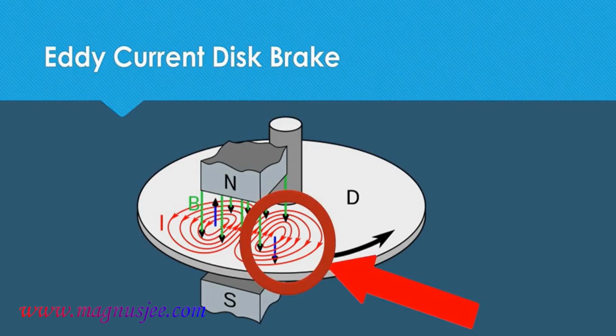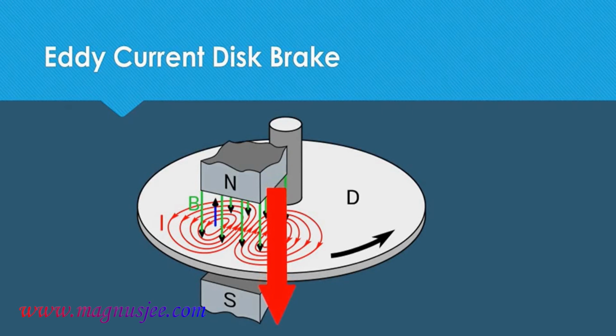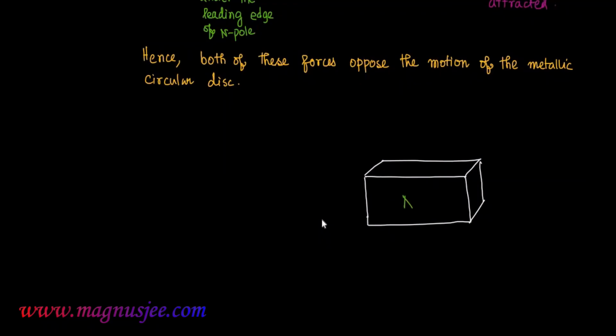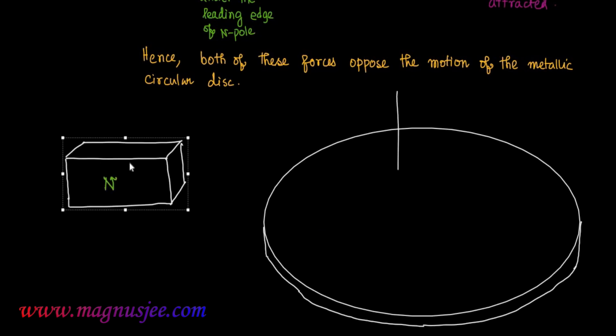Similarly, if we consider this portion where eddy current flows in clockwise direction in the circular disc, in this case a magnetic field B prime will be acting in vertically downward direction, which will be in the same direction as the decreasing magnetic field B due to the North Pole and South Pole. Hence, both of these forces oppose the motion of the metallic circular disc.